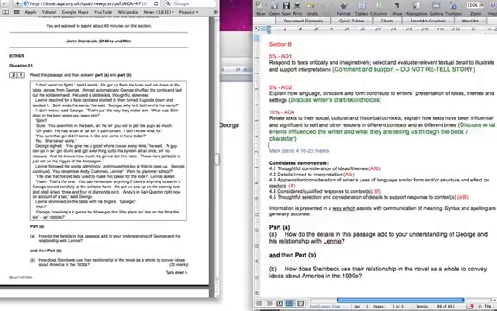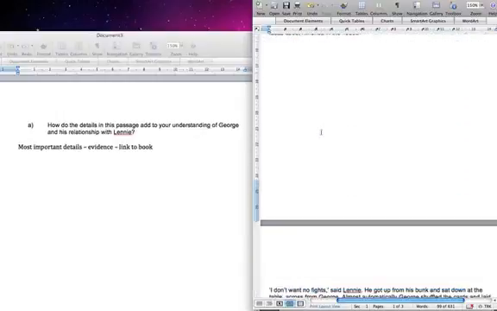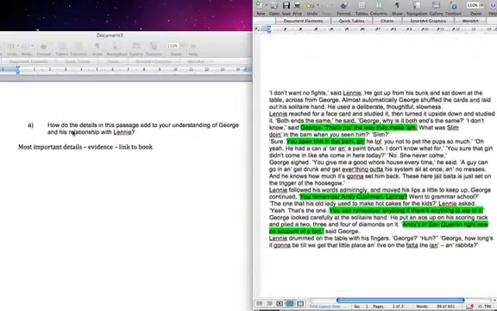So I guess the last thing I have to show you now is how to plan this part of the essay. Very simply, the main thing that you need to think about for section A is, pick out the most important details, find the evidence and link them to the book. So my question is, how do the details in this passage add to your understanding of George and his relationship with Lenny? All you have to do to plan is highlight them to yourself, underline them. I've done them here in green. I'm going to discuss them further in the next one, but that's the main way you actually want to plan for it.